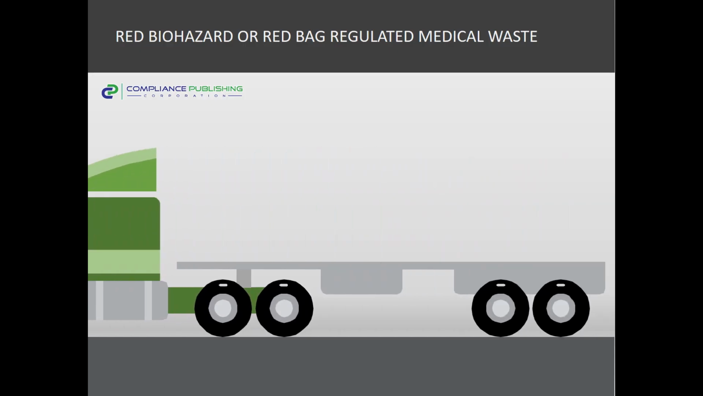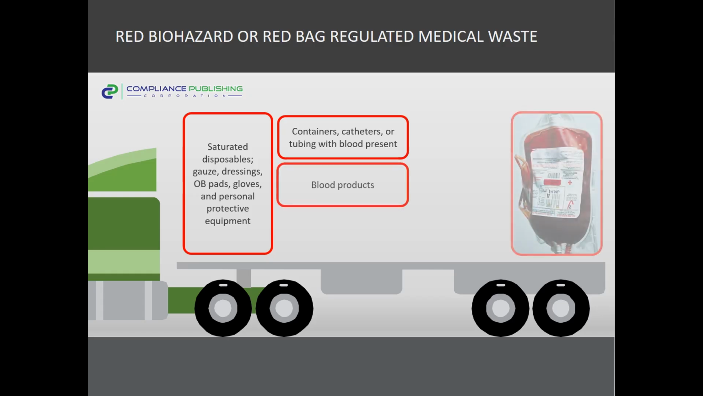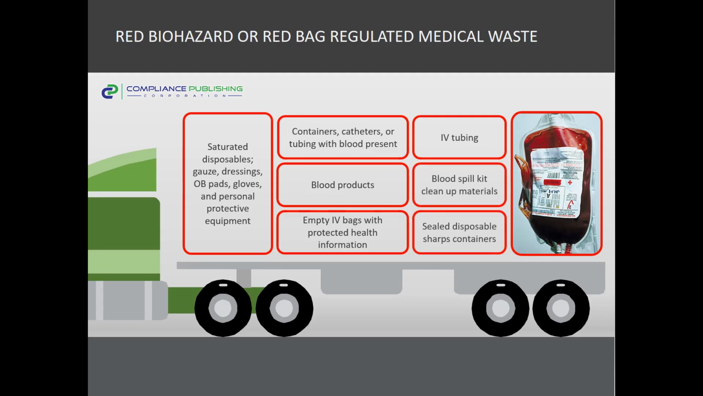What should be included in the biohazard or red bag regulated medical waste? Saturated disposables. This includes but is not limited to gauze, dressings, OB pads, gloves, and personal protective equipment. Containers, catheters, or tubing with blood present. Blood products. Empty IV bags with protected health information on them. IV tubing. Blood spill kit cleanup materials, sealed disposable Sharps containers.